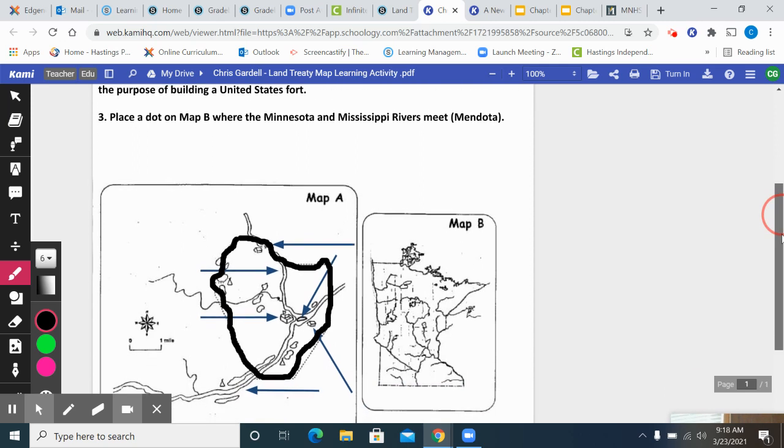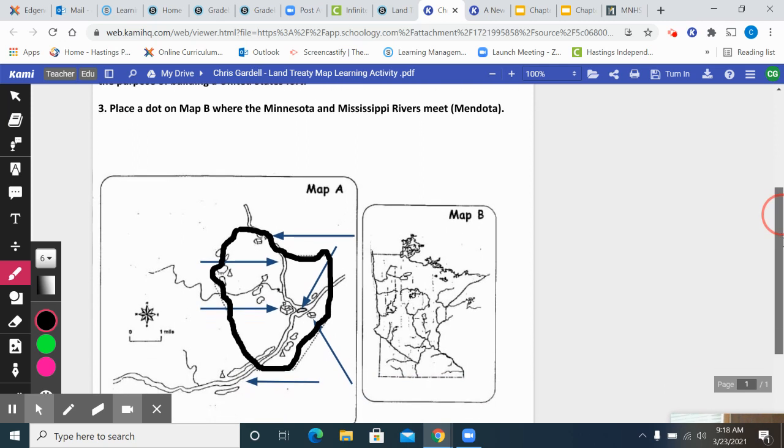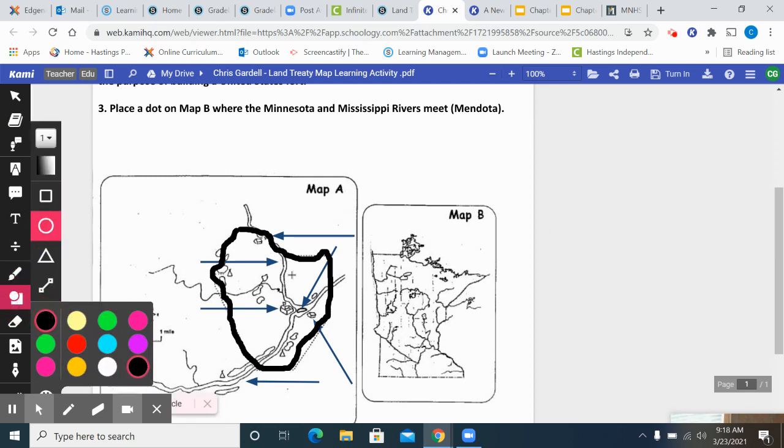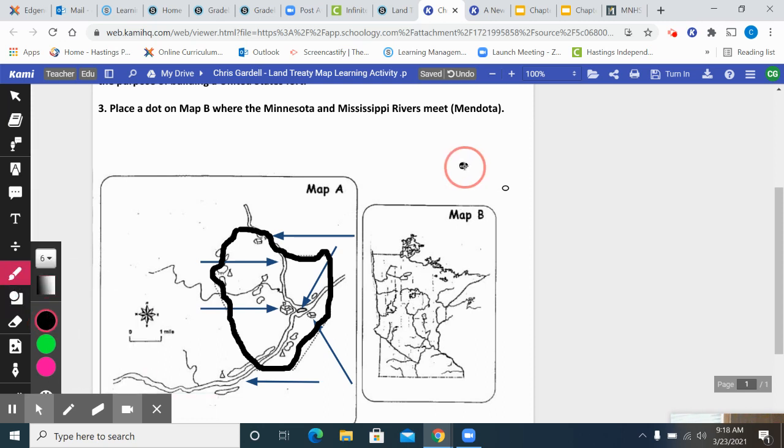And then the last thing it states, place a dot on map B where the Minnesota and Mississippi rivers meet. What I would do is just to make sure, and I'm not going to do it right now, again, use that drawing tools, or you can use a shape. Okay, so let's use a shape. You do a circle, dot, there we go. You can just simply do that, or you could do the drawing tools, and then just kind of make a dot with the drawing tools, whatever works best for you.